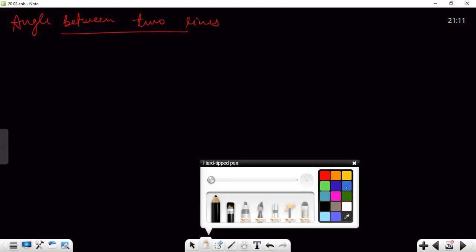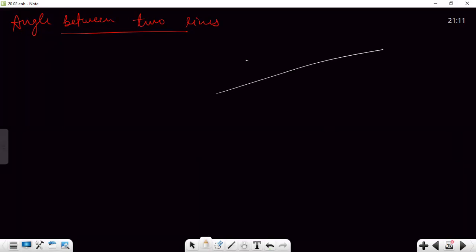Angle between two lines. What we care about when we have to find the angle between two lines is their direction. If we have the direction of both lines, we'll be able to find the angle. By direction, what do I mean? Either we have the direction ratios or we have the direction cosines.